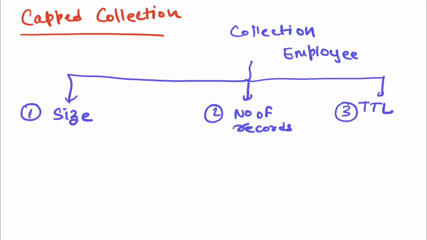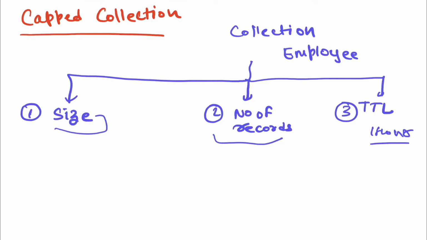It would be removed from your collection. Let's say you have defined 1 hour of TTL. So after 1 hour, any data which is older than 1 hour will be removed. So this kind of concept you can enable on your collection, on your table, and then your collection will behave in that way only.